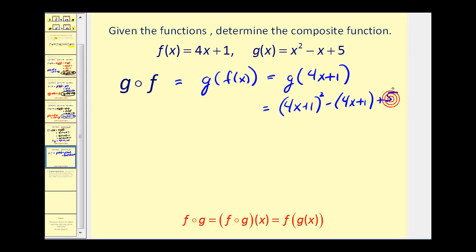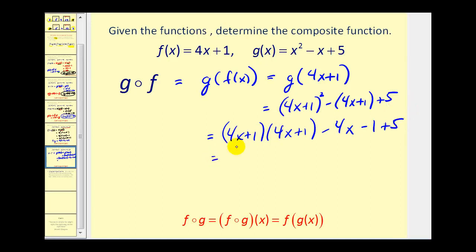Here we're going to have to square 4x plus 1. There's no shortcuts here. We're going to have 4x plus 1 times 4x plus 1. This will be minus 4x minus 1 plus 5. Okay, so we're going to have 16x squared plus 4x, that's plus 8x, plus 1 minus 4x, this would be plus 4. And one last step.